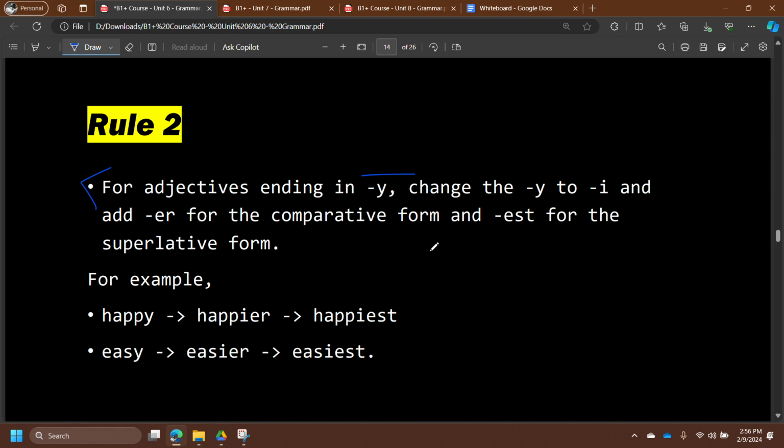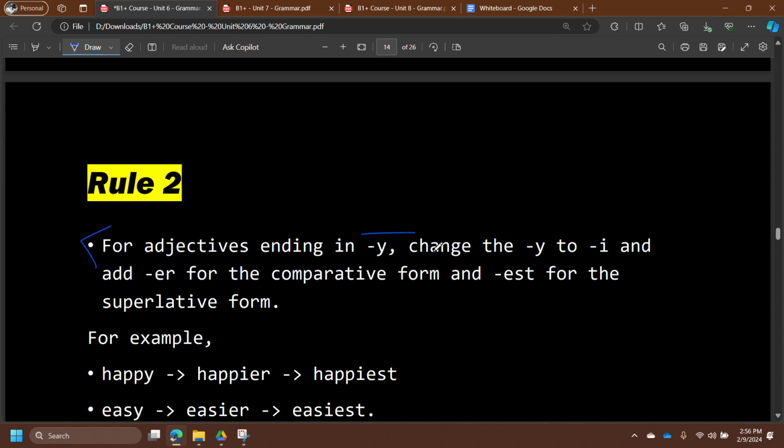It is really, really important, by the way, that the adjective is two-syllable. Example, happy, two-syllable, ha and p. You can change it to happier and happiest, okay? And easy becomes easier and easiest, okay?